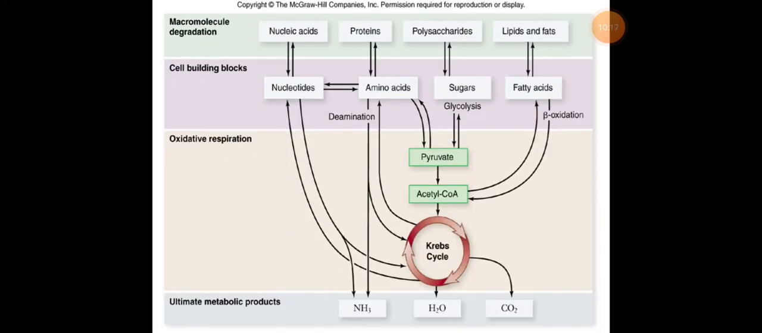Look at this. We have macromolecules: nucleotides, proteins, polysaccharides, lipids, and fats. They break down to simple nucleotides, amino acids, sugars, fatty acids. They break down through glycolysis, through beta oxidation. We will study it, inshallah, in the coming lectures. Amino acids, through deamination, go to the Krebs cycle. From the Krebs cycle, they go to the respiratory chain to produce CO2 and H2O. It's a very important slide. We call this oxidative respiration, starting from pyruvate.